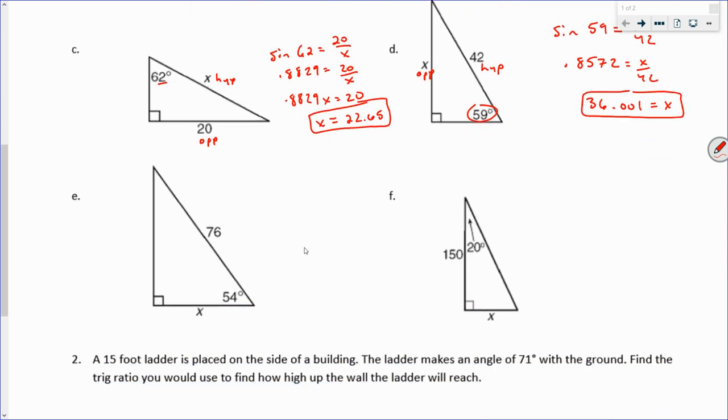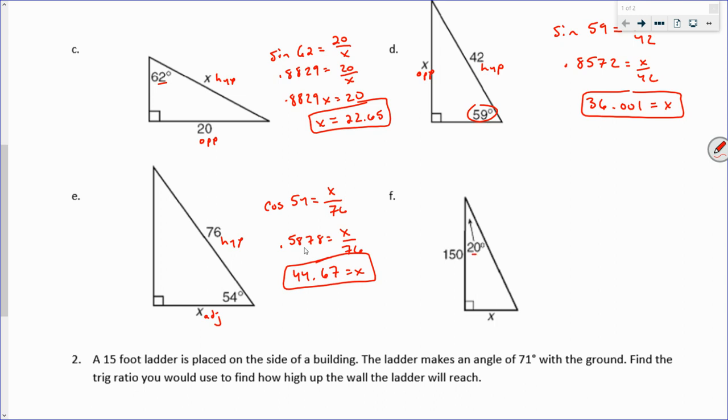Moving down from this 54, this is the adjacent side to 54, and this is the hypotenuse. So now we're at cosine of 54 equals x over 76. Cosine of 54 is 0.5878, equals x over 76. Multiply both sides by 76 and get something like 44.67 equals x.